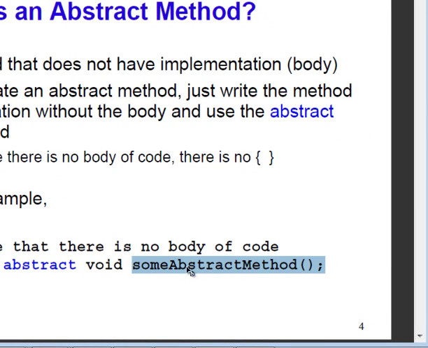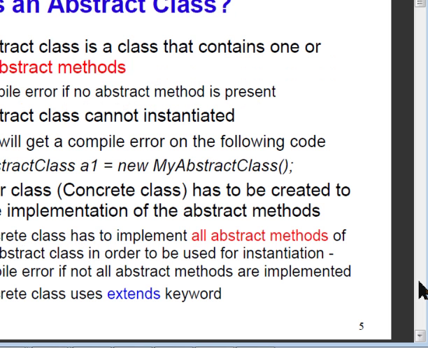Here, I'm defining an abstract method called subabstract method. As you can see, we don't have any implementation of this method. And you also have to use the abstract keyword as a modifier. So this is how you define an abstract method inside an abstract class. An abstract class is a class that contains one or more abstract methods.